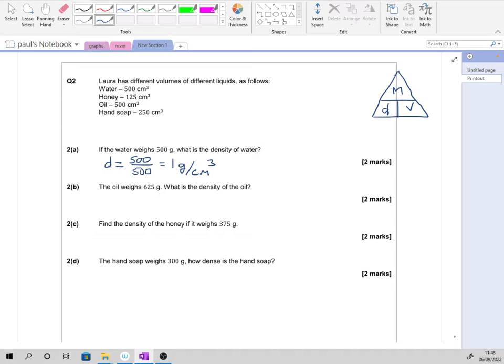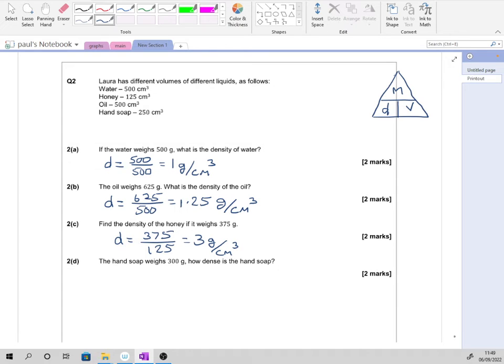The oil weighs that. What's the density of the oil? The density of the oil is the mass, 625, divided by the volume, 500. 625 divided by 500 is 1.25, and it's all centimeters, it's all grams, so grams per centimeter cubed. Density of the honey: 375 divided by 125, that equals 3 grams per centimeter cubed.